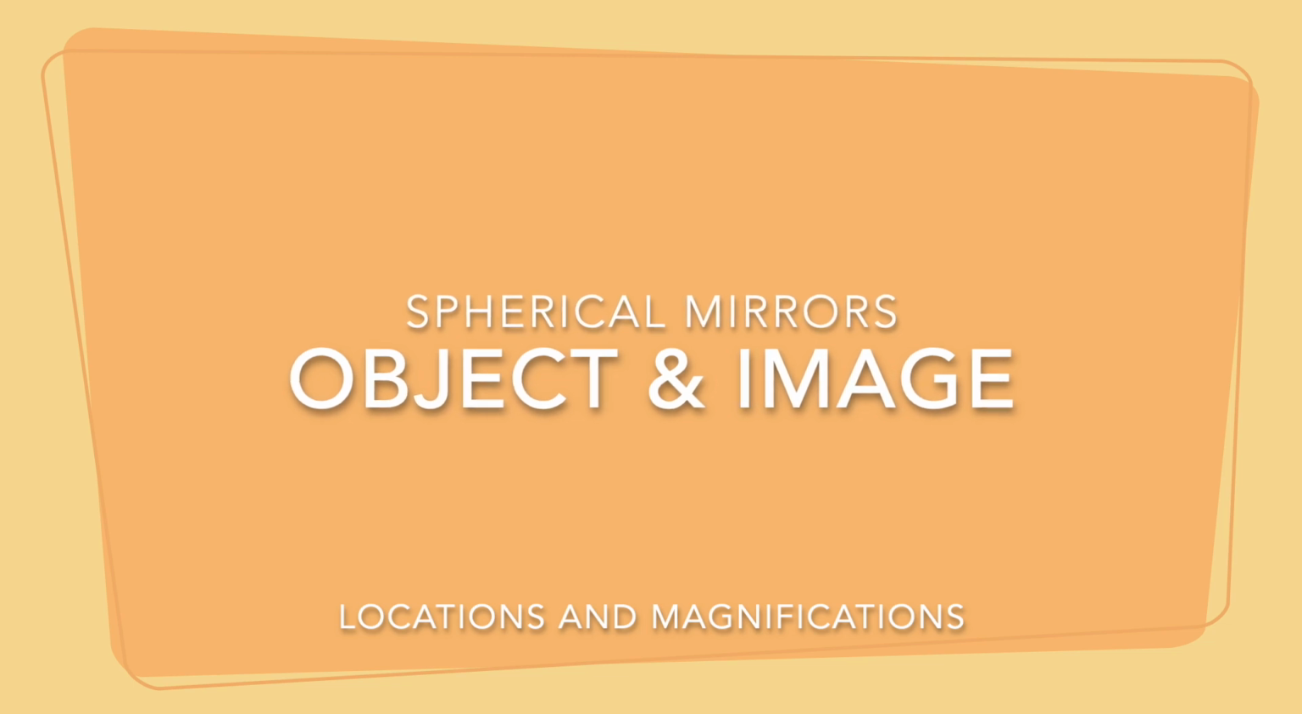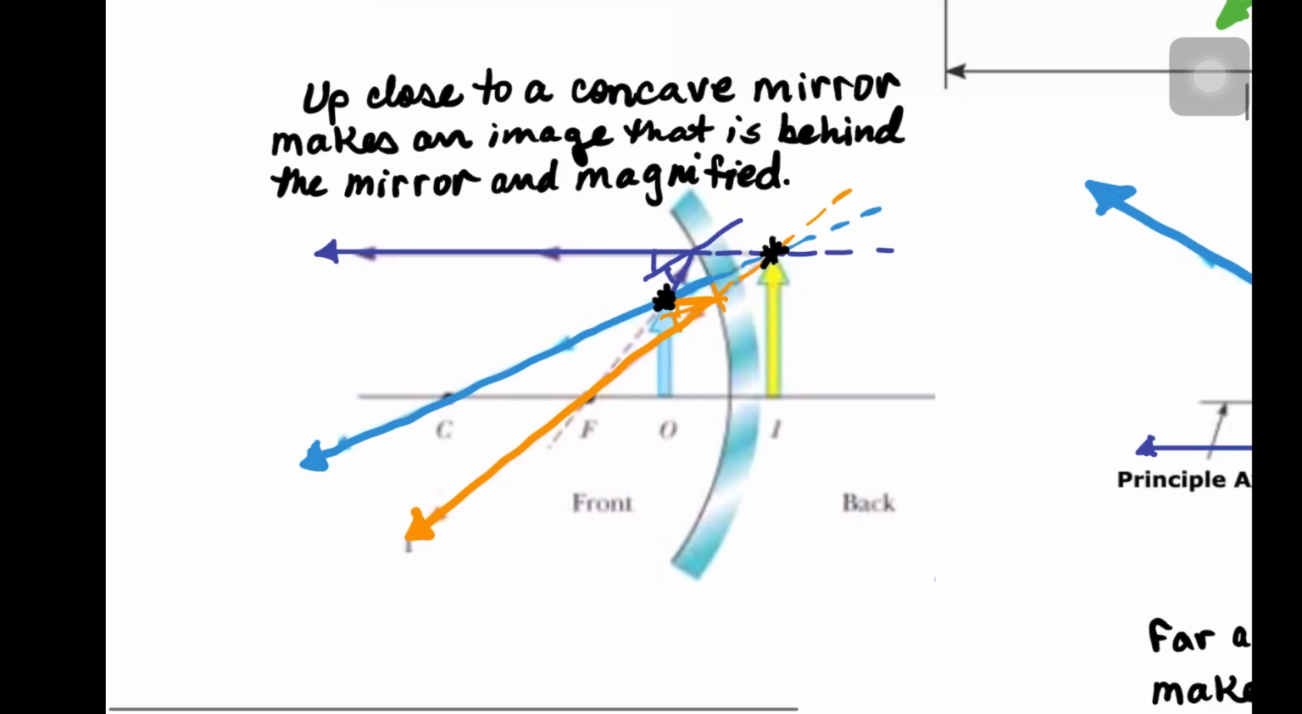Let's do a quick recap. When we have an object that is up close to a concave mirror, it makes an image that is behind the mirror and magnified. Since it is behind the mirror, DI will be negative and the image will be classified as virtual. A practical example of this kind of mirror is a shaving mirror or a makeup mirror, where we are the object and we're up close to the mirror, and what we get is a magnified image.